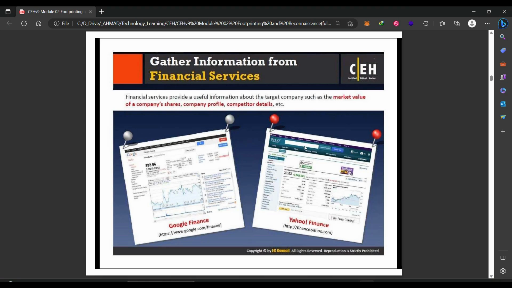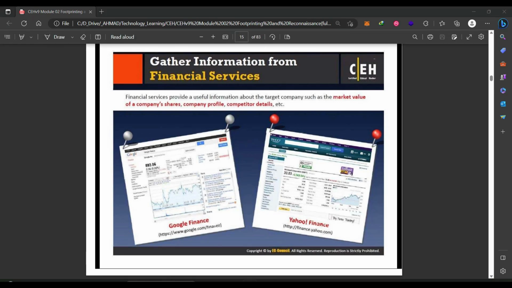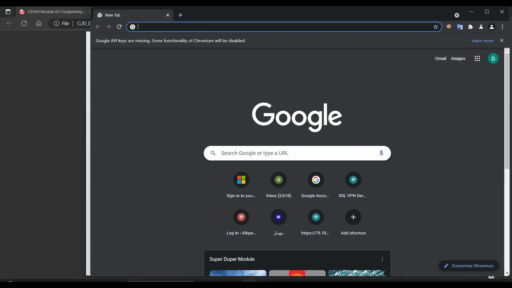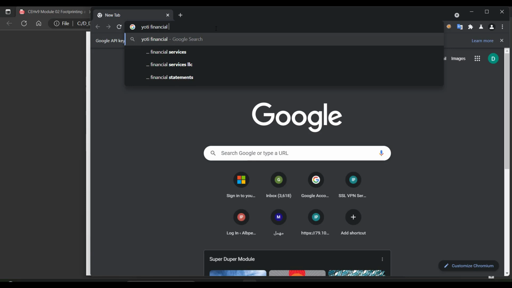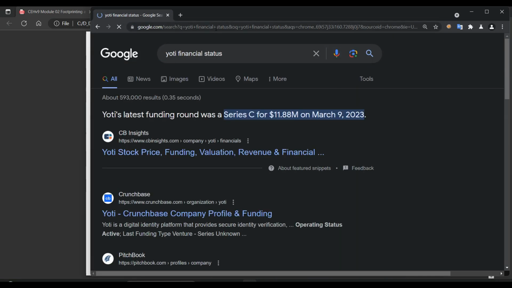Yes, we can do it directly via Google. If we type here, for example, Yoti financial status, we will see that the latest funding round was a Series C for $11 million in March 2023. This information is very important because it allows us to see how much they are getting in funds, and it is recent, like three months ago.